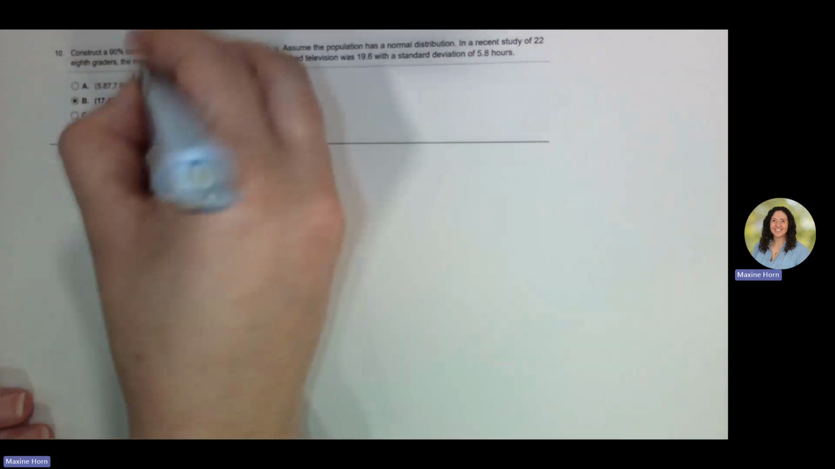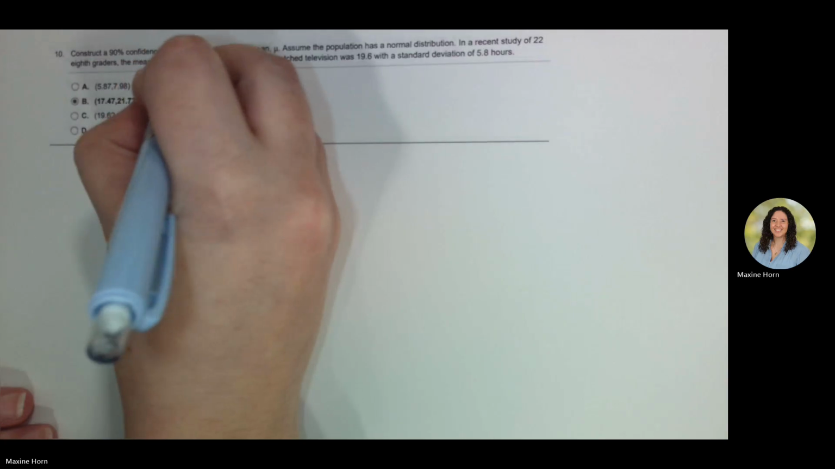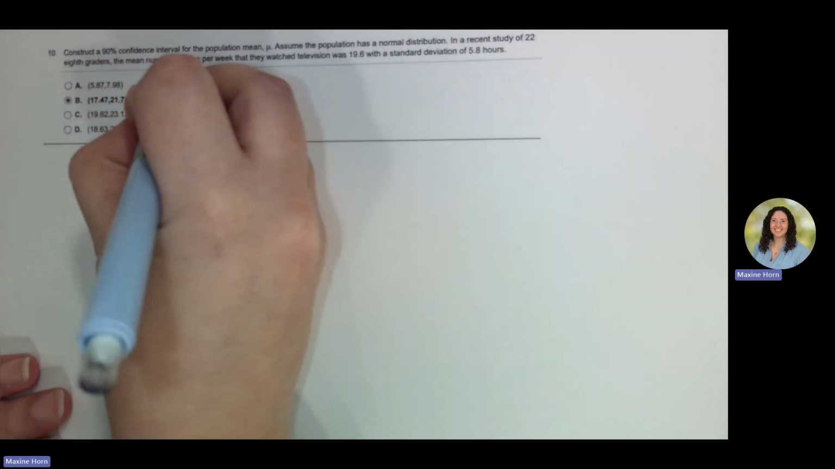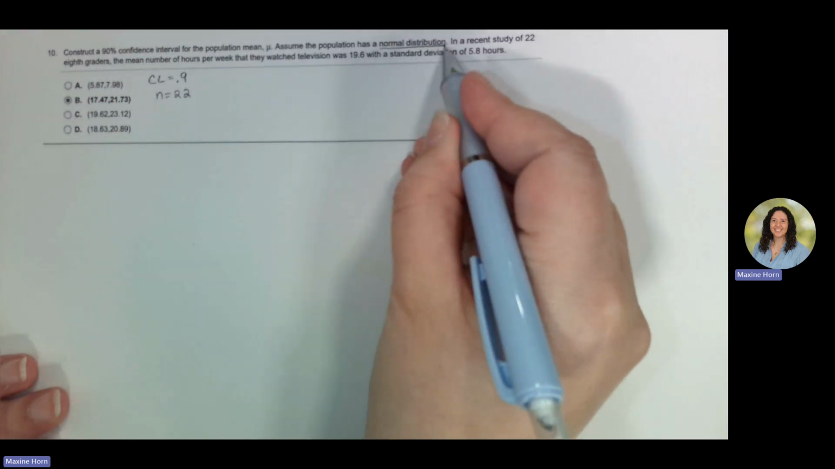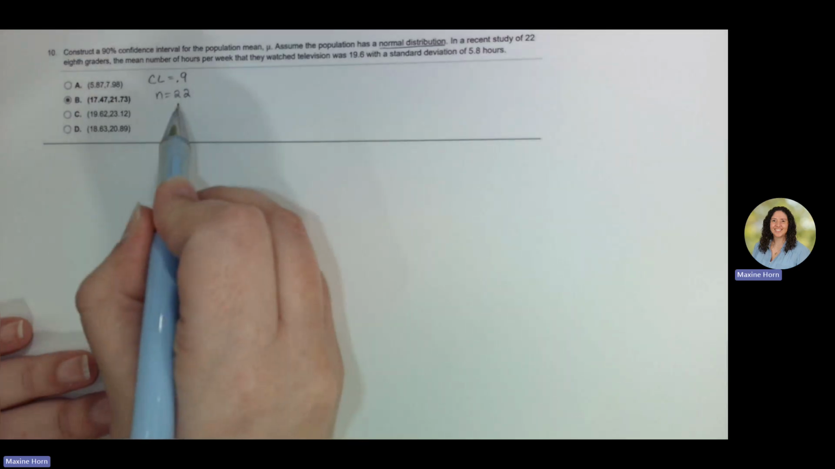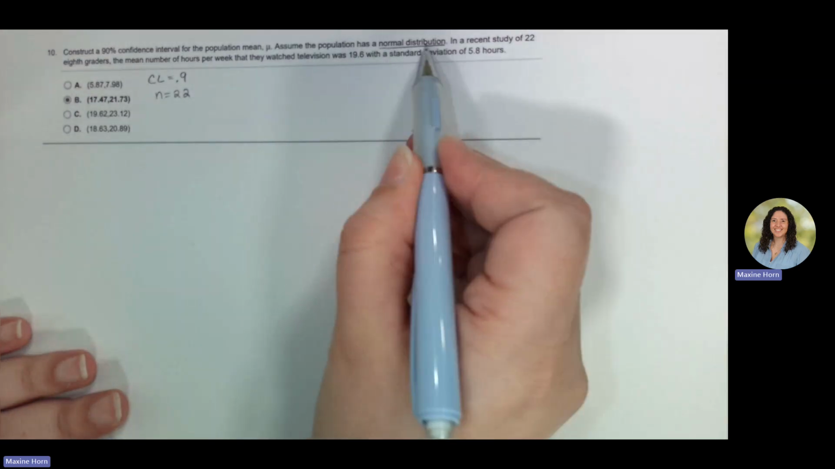All right, number 10, construct a 90% confidence interval for the population mean. Assume the population has a normal distribution. In a recent study of 22 eighth graders, so my n is 22, so good thing it's normally distributed, because otherwise I wouldn't be able to use all these formulas because my sample size is less than 30, but it's okay because it's normally distributed.